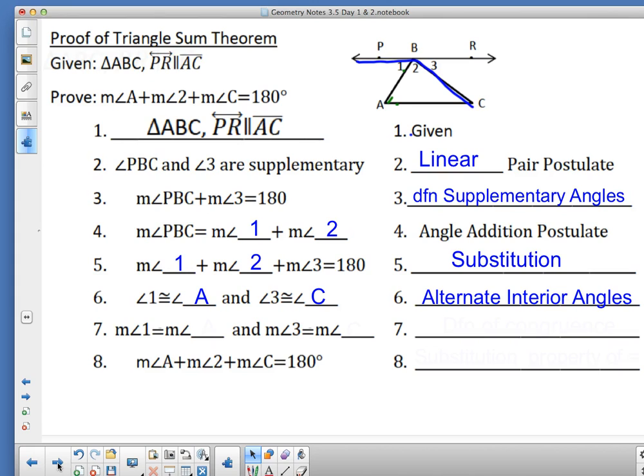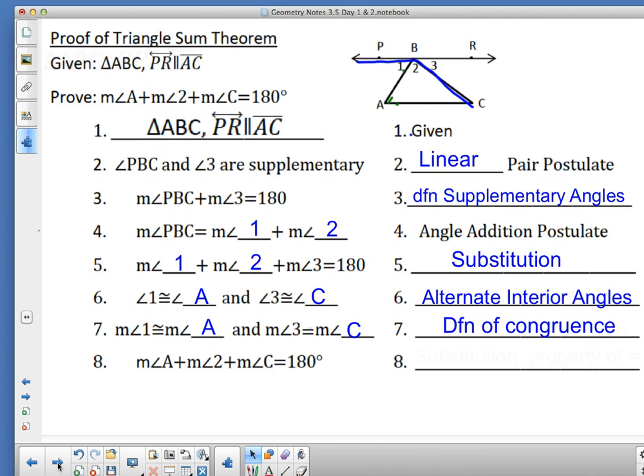I can't add, subtract, multiply, or divide anything that's in congruence, or substitute for that matter. I need to get it to equality. In order for me to do that, I must go from congruence here to equality here, and that should be angle 1. So I've got angle 1 and A are equal now, and angle 3 and C are equal because of the definition of congruence. I do this step, so now I can use substitution.